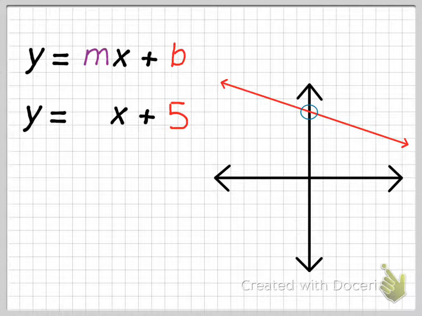And then my slope, remember this is negative. So I've got a negative rise. That's a negative 1. And my run is 3. So my slope is negative 1/3 x plus 5.